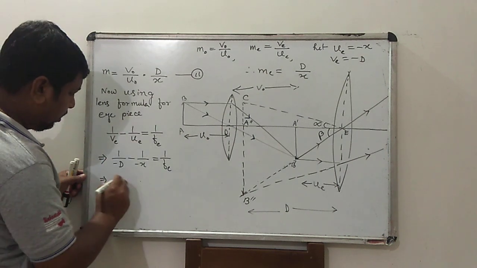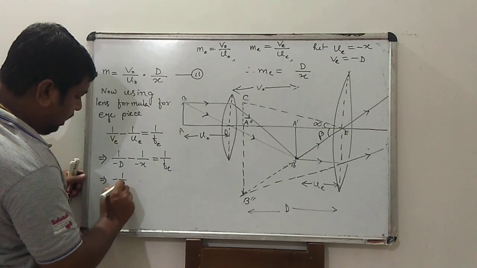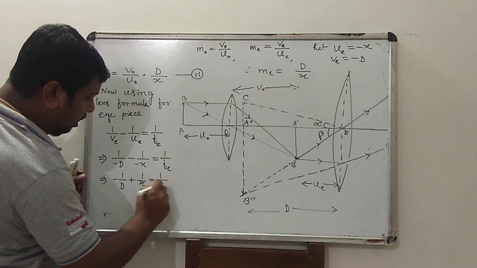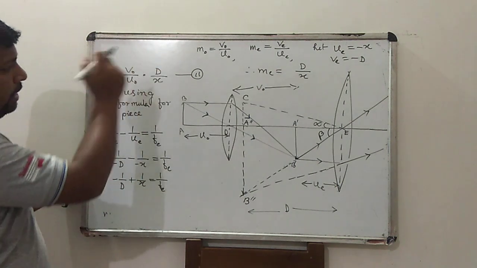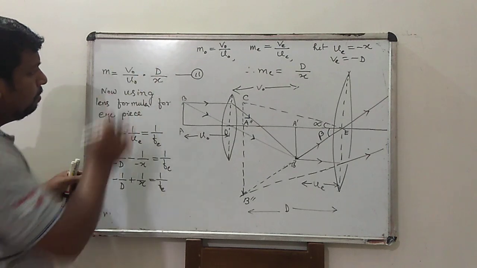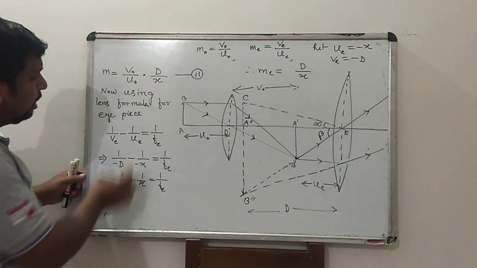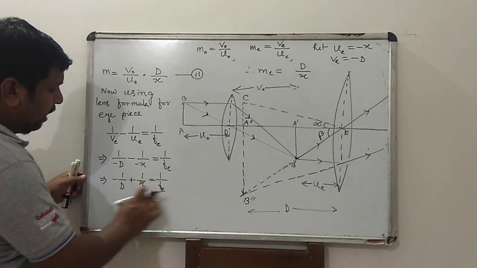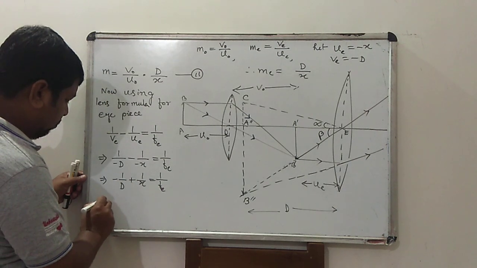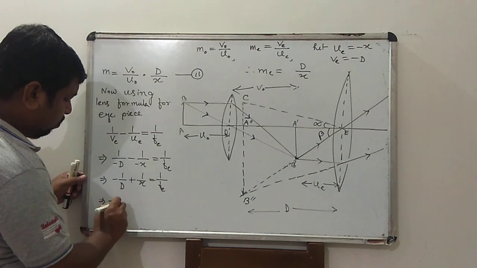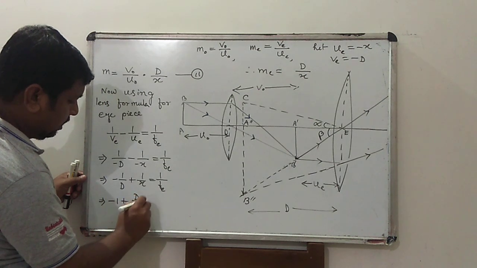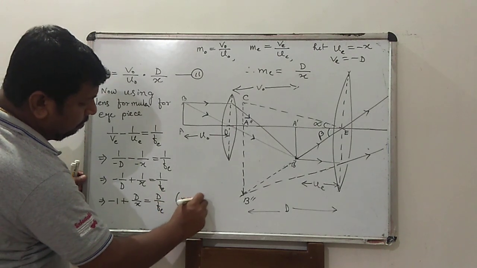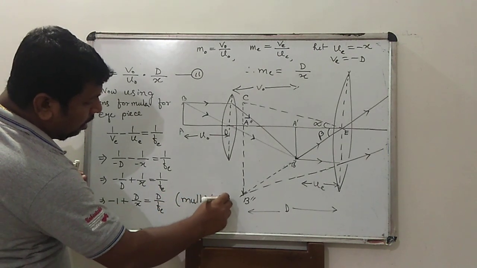Then minus 1 by D plus 1 by X equal to 1 by FE. We need D by X, so we put D by X here. Multiplying both sides by D, we get minus 1 plus D by X equal to D by F. Multiplying both sides by capital D.